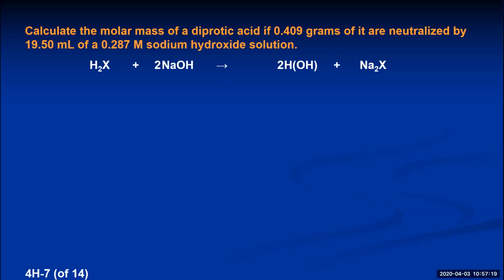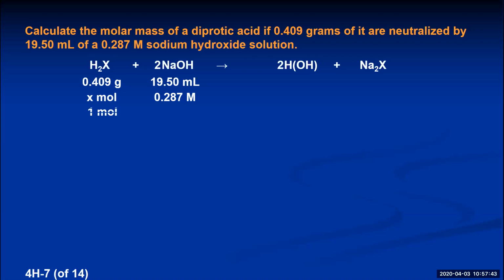In order to get the molar mass, you have to solve for the moles of H2X. And so I'm going to write that down here. 0.409 grams of H2X, I'm solving for moles. What are we given? We're told it took 19.50 milliliters of the 0.287 molar sodium hydroxide to neutralize it. So I'm going to try to work this problem until I can solve for moles of H2X.